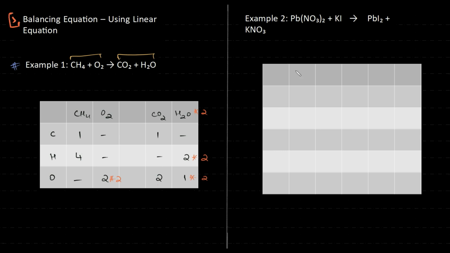Again, let me take up one more example. It will be a lot clearer. So I'm writing the reactants and the product. You can see it's a pretty complex example. Next step is to list all the atoms involved in the reaction. Then look at how many atoms are involved. So in this case, it's 1, 2 nitrogen, 6 oxygen.